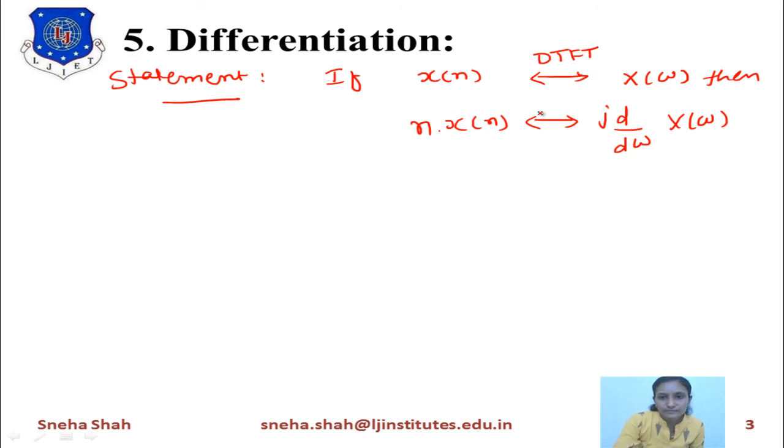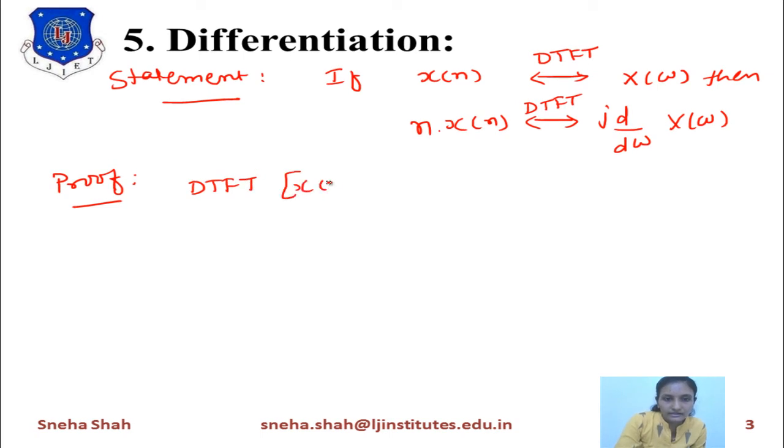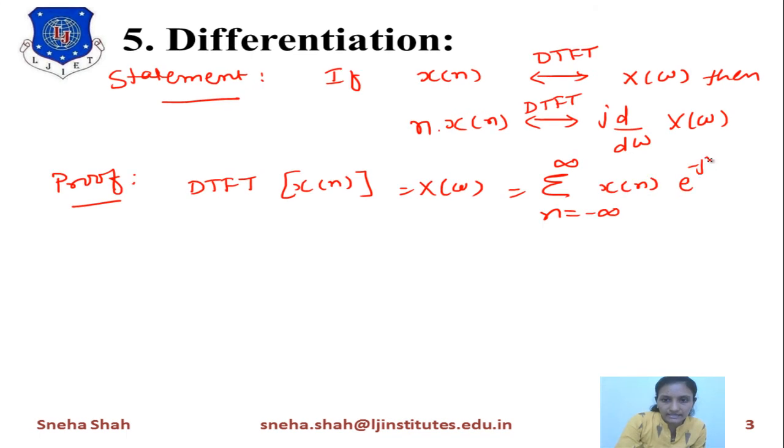So to prove this property, we will start the proof from the equation of DTFT. DTFT of x of n will be represented as X of omega, equal to summation n equals minus infinity to infinity x of n e raised to minus j omega n. Now X of omega, we want to find its differentiation, right? So we will take differentiation over here and differentiation over here.